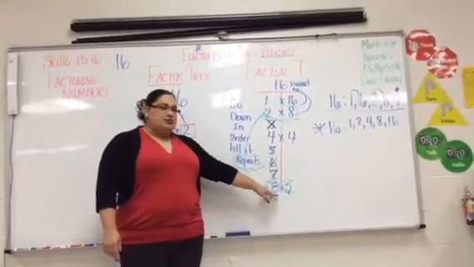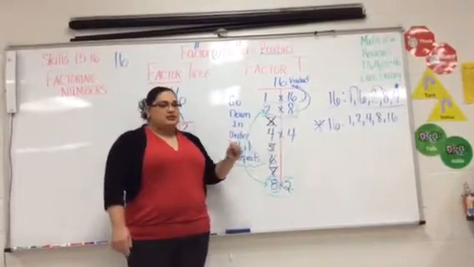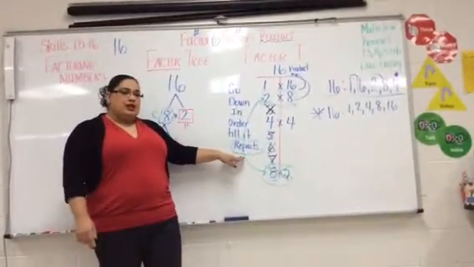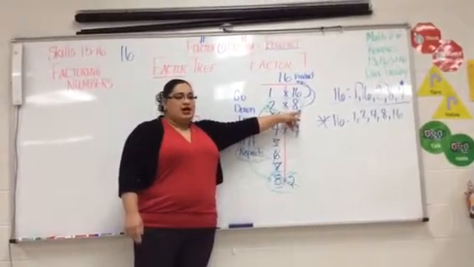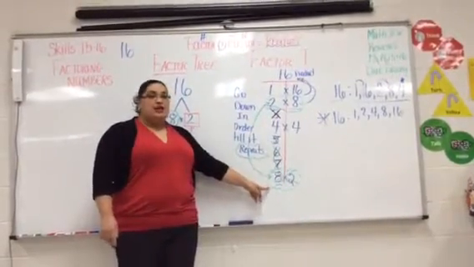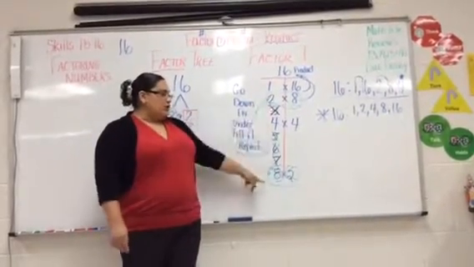Once we reached 8 times 2, it has repeated in the same fact family as 2 times 8. Once you get to the repeating number, you stop. If your number is on the right-hand side and it's now on the left-hand side, that is when you know you can stop if it repeats.